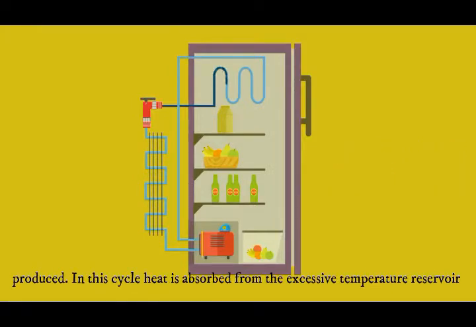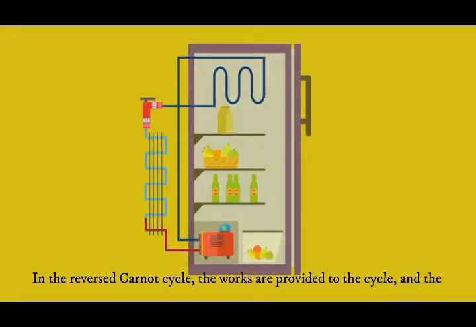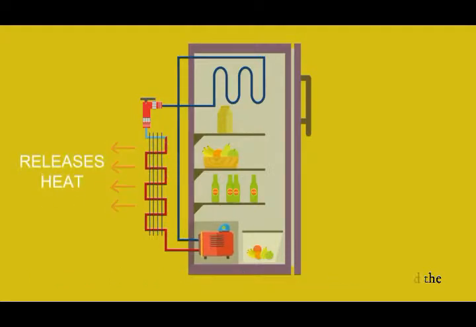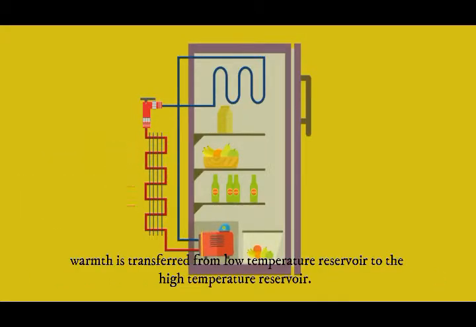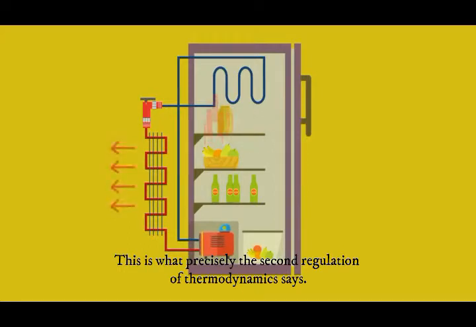In this cycle, heat is absorbed from the high temperature reservoir and released to the low temperature reservoir, and work is produced. In the reverse Carnot cycle, work is provided to the cycle, and heat is transferred from the low temperature reservoir to the high temperature reservoir. This is precisely what the second law of thermodynamics says.